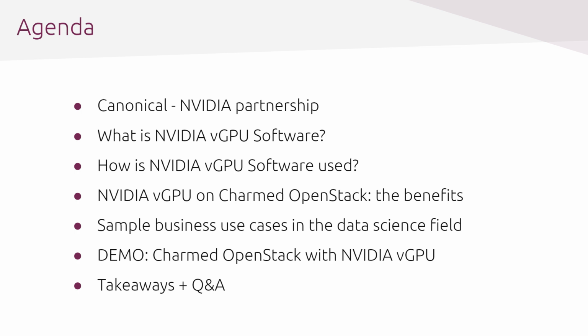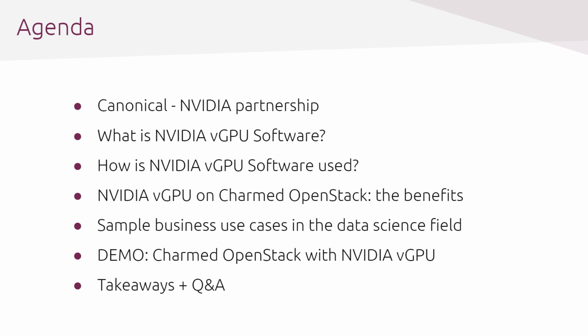We are going to navigate through the following topics. We will start with an overview of the Canonical NVIDIA partnership and what we've been working on together for the last few months. Then Judy will walk us through the internals of the NVIDIA vGPU software and demonstrate how it's used in the data science field. Later, we will discuss the benefits of using the NVIDIA vGPU technology on top of an Ubuntu-based infrastructure, including low infrastructure maintenance costs, low entry barriers, and Canonical's fully managed services.